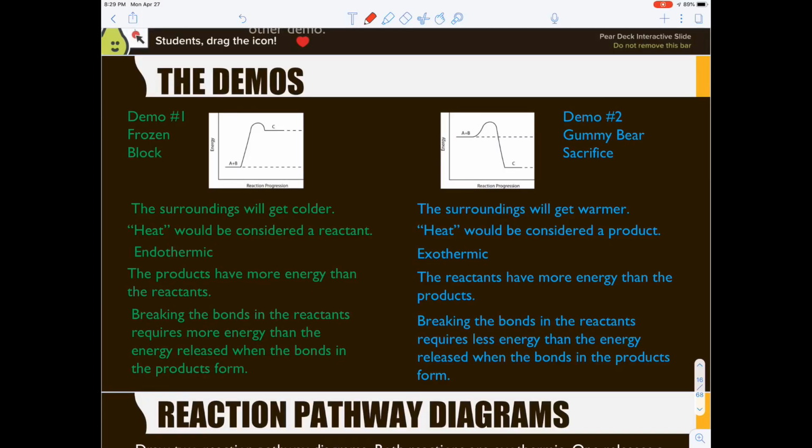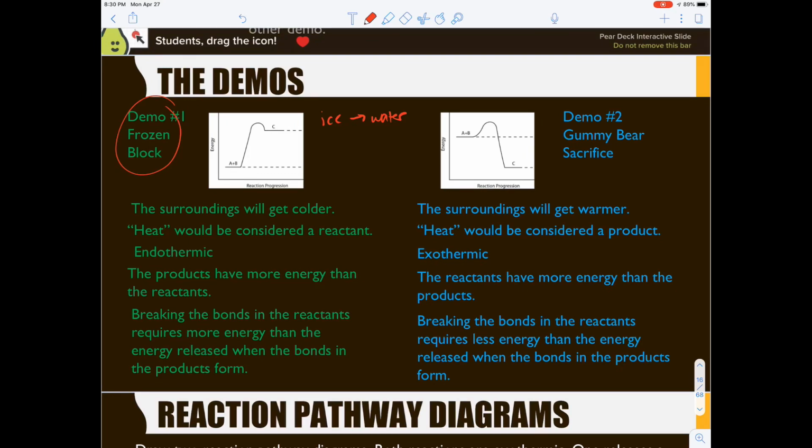Just a quick review of the demos. This was the frozen block demo, which was about a really endothermic reaction, but an even easier example to think of here for endothermic is ice becoming water. This happens at 0 degrees Celsius. When ice melts, initially it stays at 0 degrees. There's no temperature change associated with the ice itself and the water itself, which is our system. However, the surroundings do undergo a temperature change.